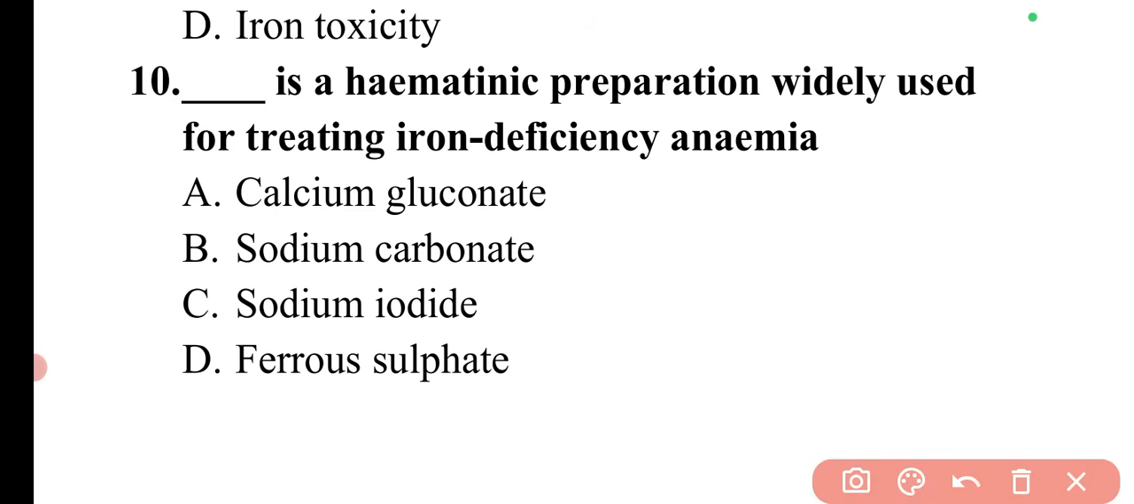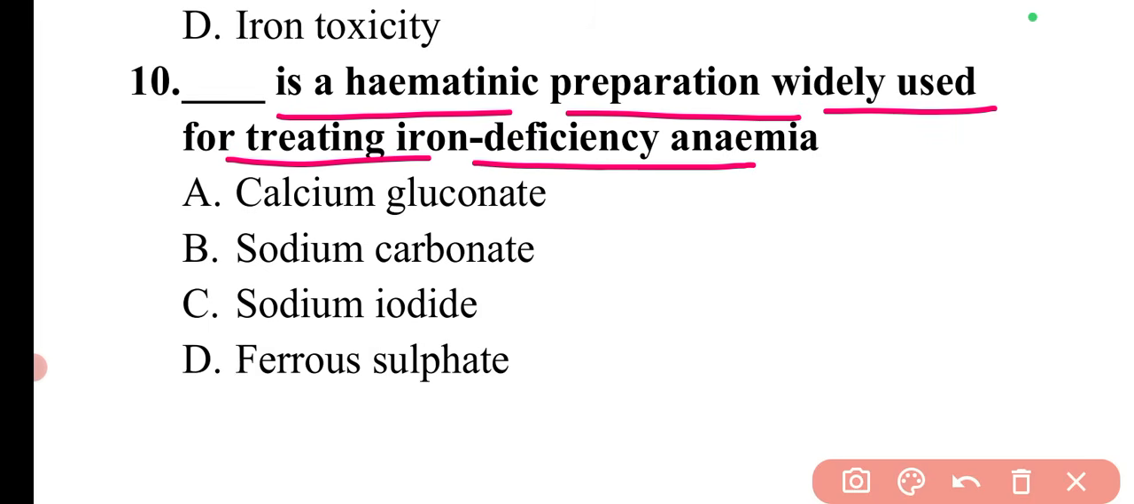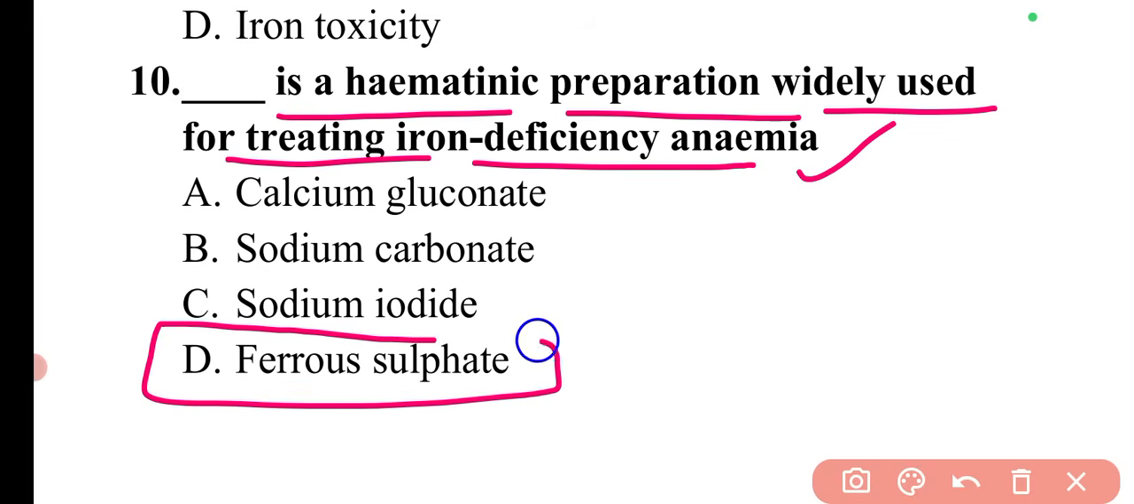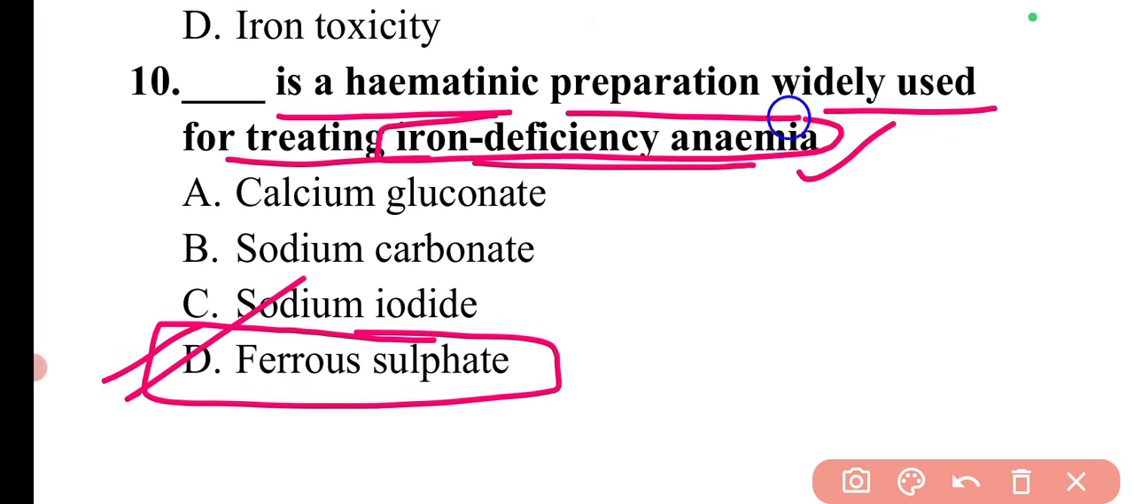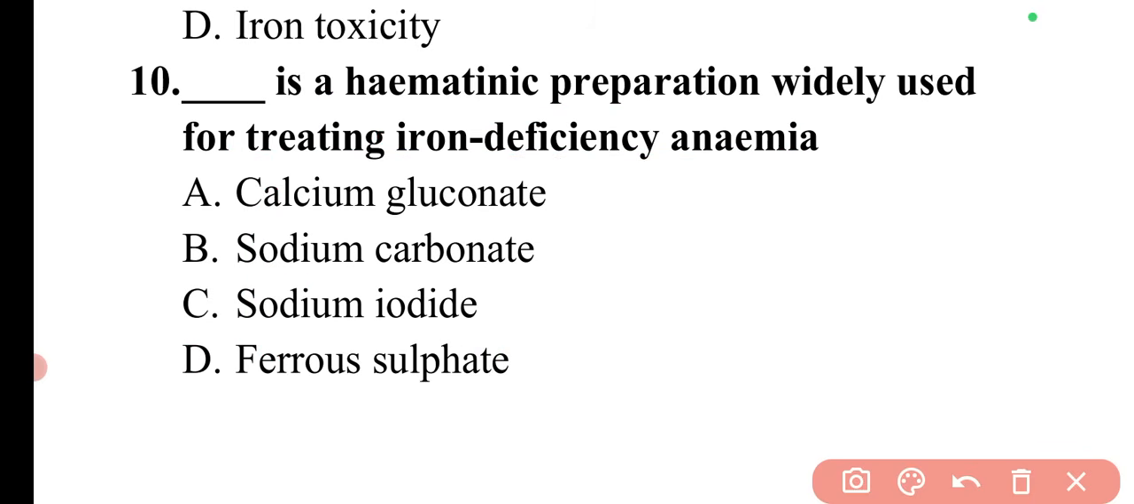Next question is, dash is a hematinic preparation widely used for treating iron deficiency anemia. So the answer is ferrous sulfate. The condition is iron deficiency anemia. For iron deficiency anemia, definitely there will be an iron compound which is used to treat it. So ferrous sulfate is a hematinic preparation, and it is used in anemia condition which is caused due to the deficiency of iron.